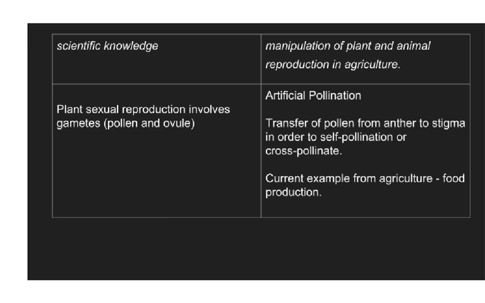The scientific knowledge that has impacted on this reproductive technique of artificial pollination is that plant sexual reproduction involves gametes, and those gametes are the pollen and the ovule within the flower.